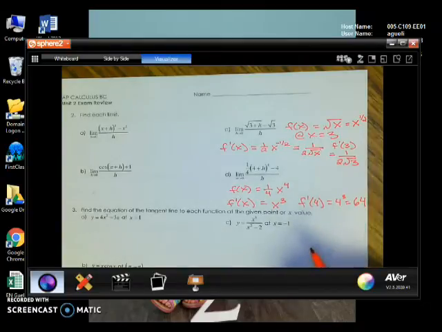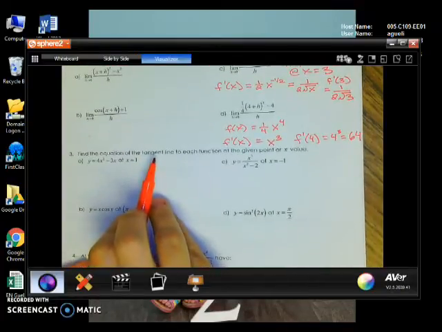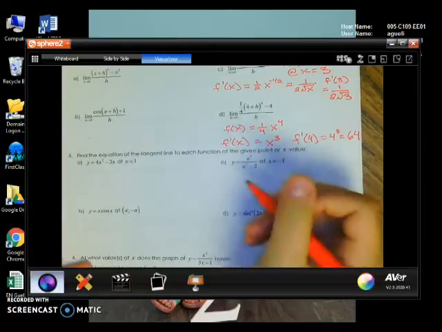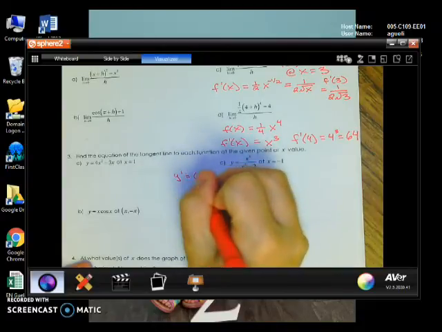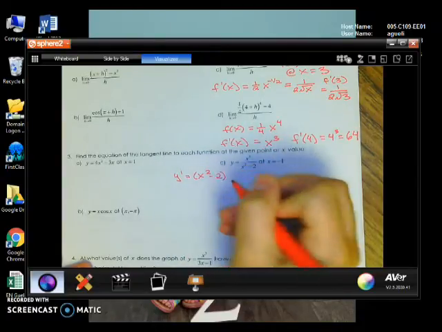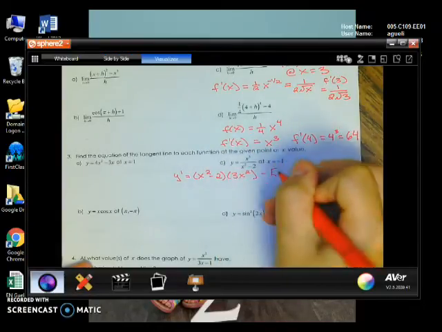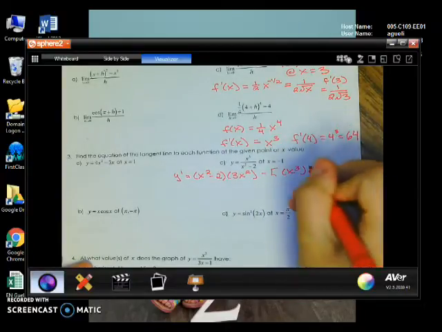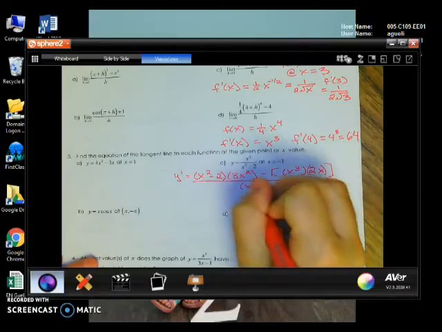So let's see. The first thing you want to do is take the derivative. Okay, again, if you're writing the equation of a tangent line, what should be going through your head? Well, equation of the tangent line means take a derivative, right? And then you're going to plug it in and use the point slope formula. So here, my derivative, y prime, is going to be, by the quotient rule, low d high minus high d low, all over low squared.